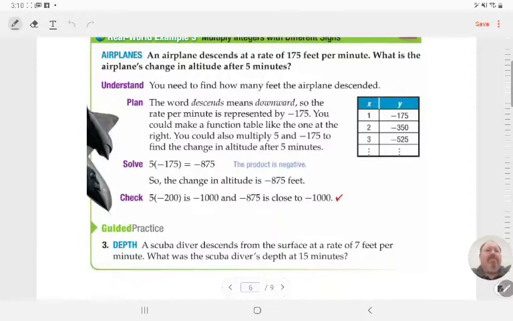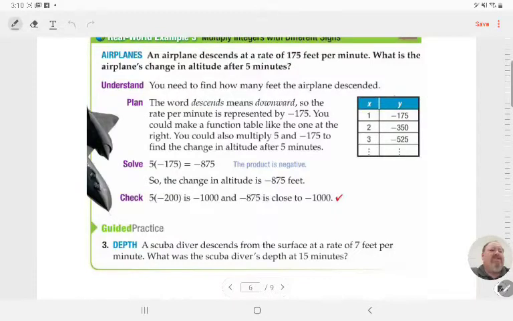Let's look at a word problem. It says an airplane descends, so it's going down, at a rate of 175 feet per minute. What is the airplane's change in altitude after 5 minutes? So it's descending, so it's going to be a negative 175.